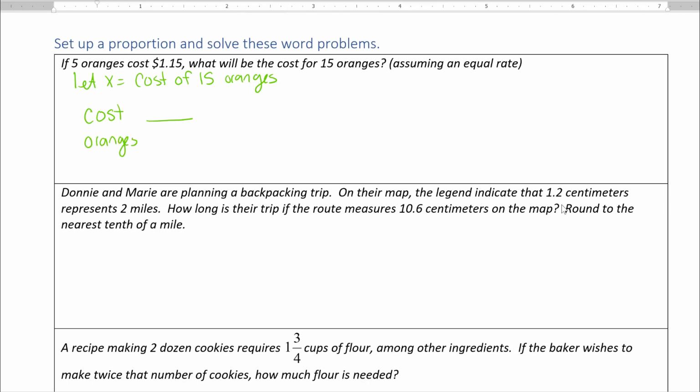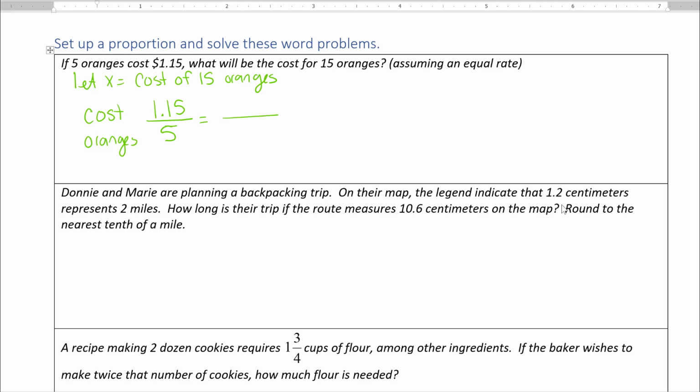Okay, then I have a fraction equals a fraction. So if 5 oranges cost $1.15, the cost is going to be $1.15 per 5 oranges. That goes on one fraction because these two are related. The 5 oranges are what cost the $1.15. Then we have another number. What will the cost be for 15 oranges?